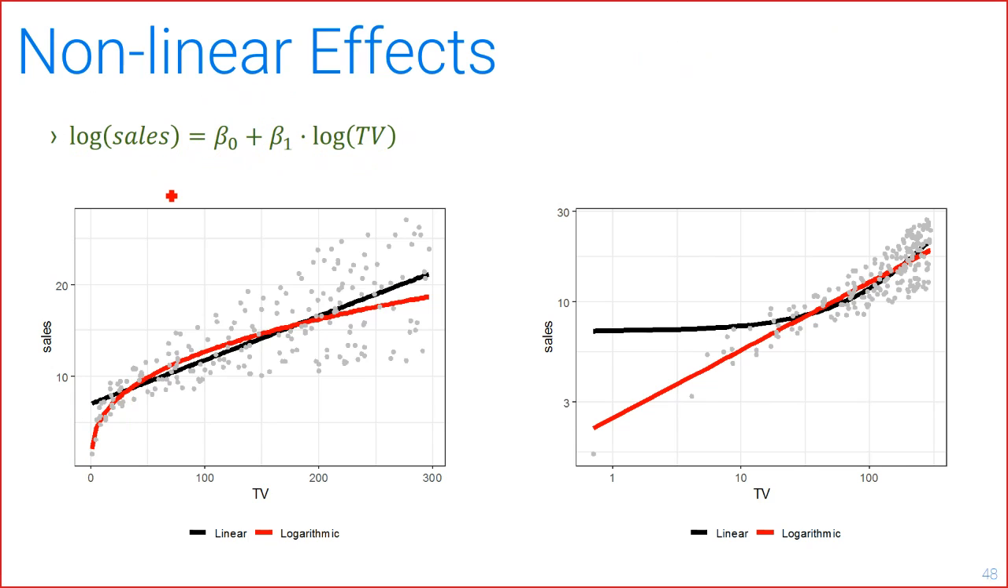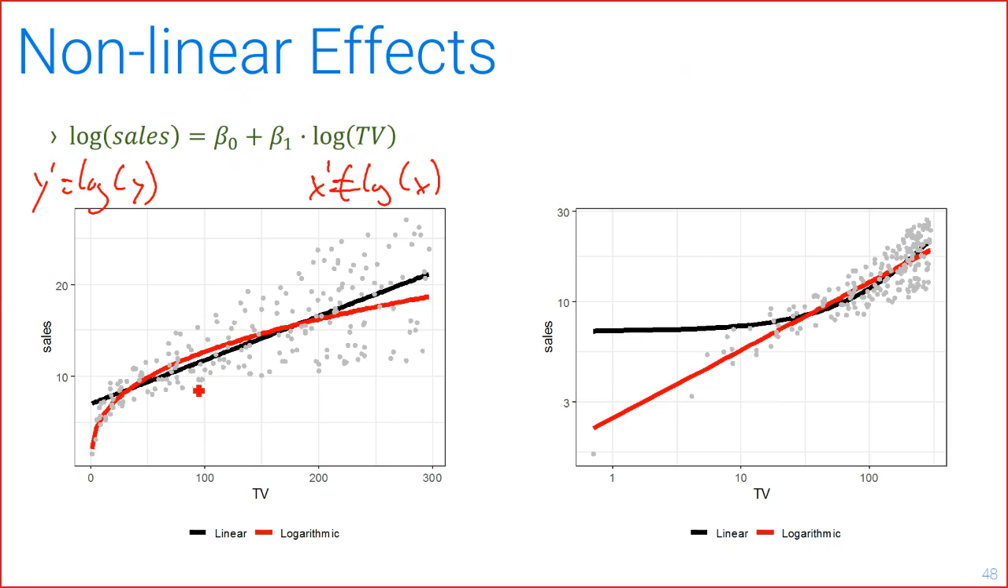Because again, if you look at this, you could just compute y prime equal the log of y. You could compute x prime equal the log of x, and then fit the model with y prime and x prime. It's the same thing. You're just transforming the variable before fitting the model. And it will be fine. It will be something like this red line over here.